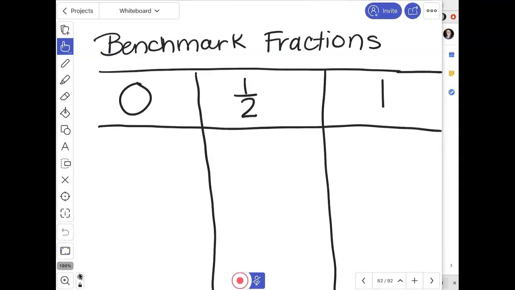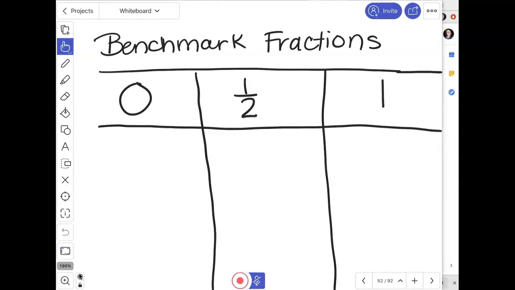You also do that with just any old whole number, right? Like you can compare numbers based on how close they are to 0 or 10. 2 is much less than 8 because 2 is closer to 0 and 8 is closer to 10. So these are benchmarks you've been using for years now. Now we're going to use benchmark fractions, and we're going to specifically focus on 0, half, and 1, thinking about fractions that are equivalent to those and then using them to compare.